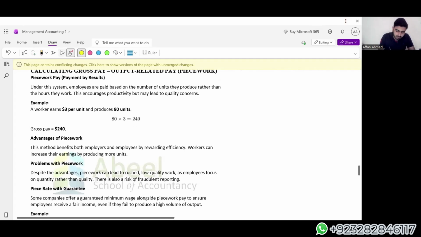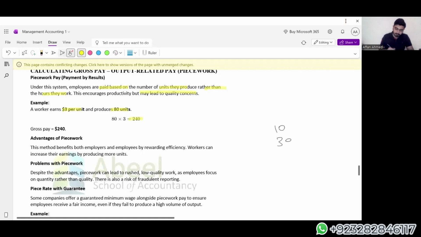Now, under this system, employees are paid based on the number of units they produce rather than the hours they have worked. This encourages productivity, but may lead to quality concerns. Why? If I am making 10 units per hour, I see that the more units I make per hour, the higher I can get paid. So I will try to go for 30. But this increase in speed will impact your quality as well. This happens in normal conditions in normal businesses, so I'm just referring to that. A worker earns 3 per unit produced and produces 80 units per week. So 240 is the gross payment that he's getting.